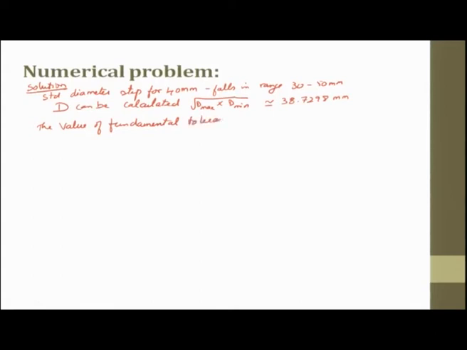The value of the fundamental tolerance is i equal to 0.453 cube root of D plus 0.001 D, which is 0.453 cube root of 38.7298 plus 0.001 into 38.7298, which is equal to 1.571 microns. Okay, we have calculated the i from the D that is given.